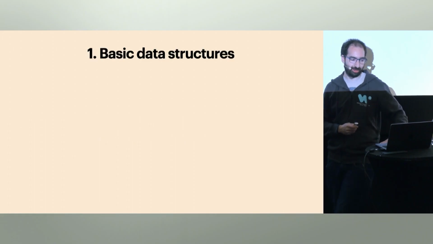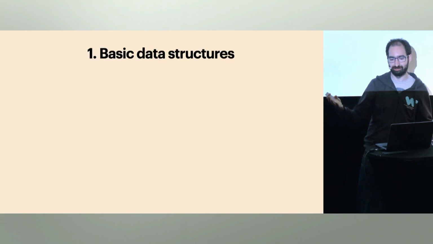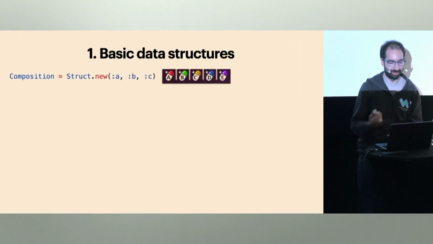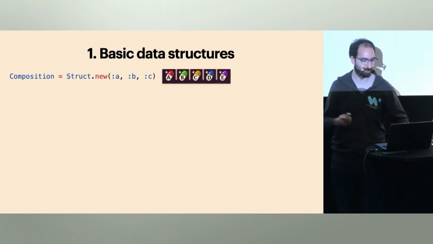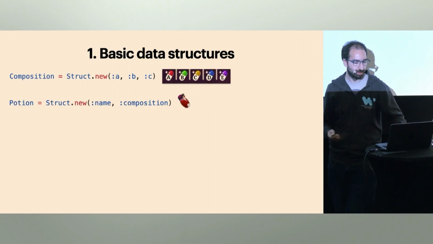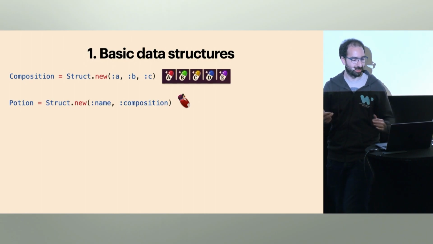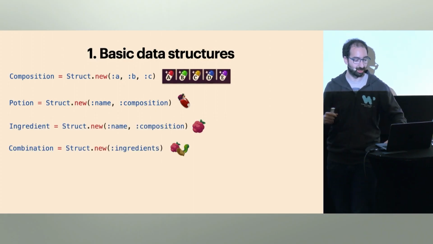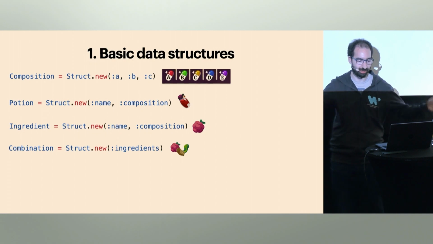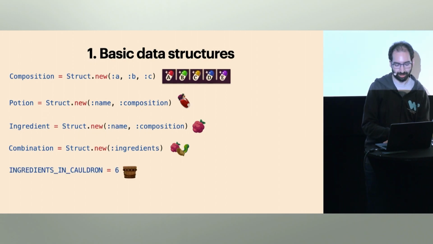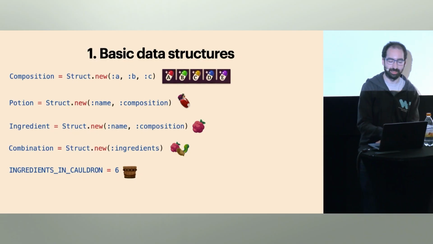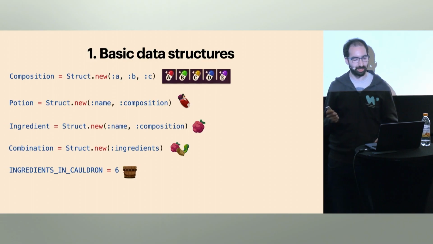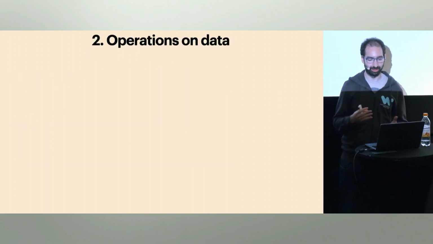So I picked up Ruby, and you start with representing the problems. You have these basic data structures: a composition, which represents the little mix of elements, and then a potion that has a name and the target composition, ingredients with a name and composition, and a combination, which is an array of ingredients, and a constant for how many ingredients are in the cauldron. And then once we have these basic data structures, we can declare some operations on the data.